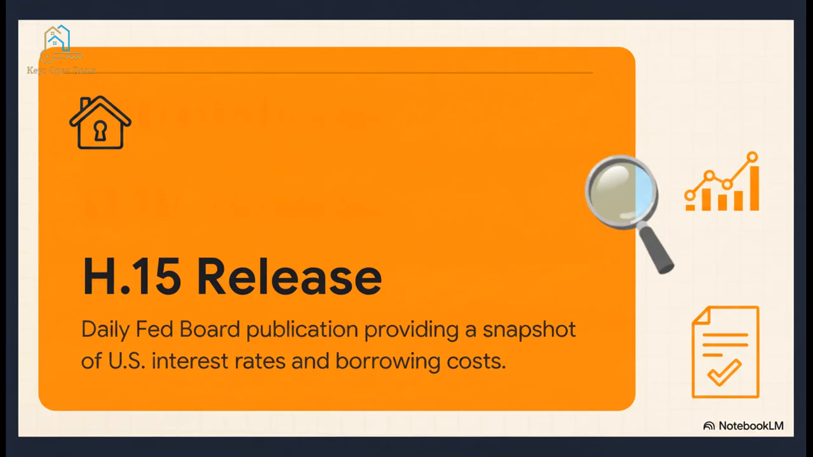And absolutely everything we're diving into today comes straight from one source, the H.15 release. Think of the H.15 as the ultimate foundational document for understanding the cost of money in the U.S. It's this daily publication put out by the Federal Reserve Board, and it gives us an exact snapshot of selected interest rates and borrowing costs across the entire economy. It's basically the raw dashboard that economists, bankers, and investors are constantly staring at to figure out the financial weather.